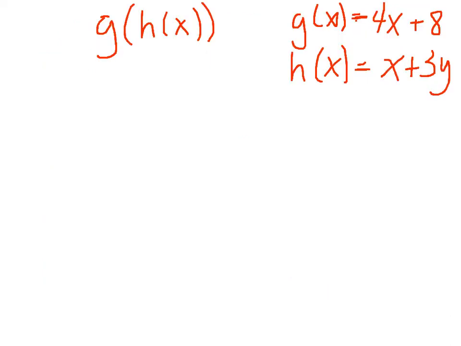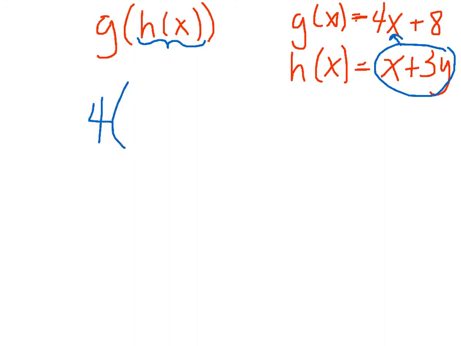The last topic in this video is going to be composition of functions. If we take a look at this example here, we have g of h of x. So what this is telling us is that we need to replace x with the entire function h of x into the g function. So I'm going to take h of x and I'm going to plug it in for x in g of x.